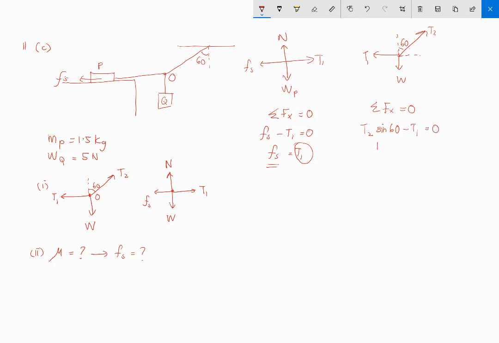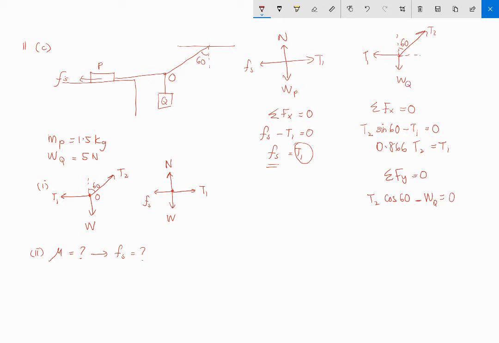Okay, so it means that sin 60 you akan dapat 0.866. Okay, 0.866 T2 adalah sama dengan T1. Alright, so we have another problem here. T2 ni pula tak tahu. Then what we can do, kita tengok pada summation of Fy equals to 0. So here we can have T2 cos 60 minus W equals to 0. So ni tadi WQ kan.